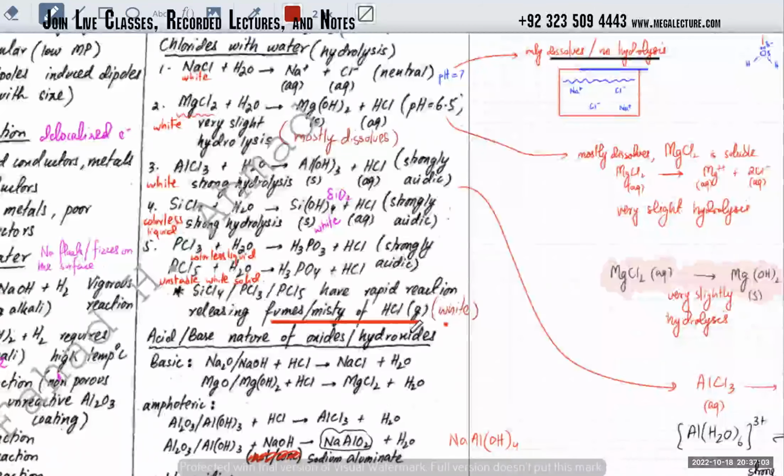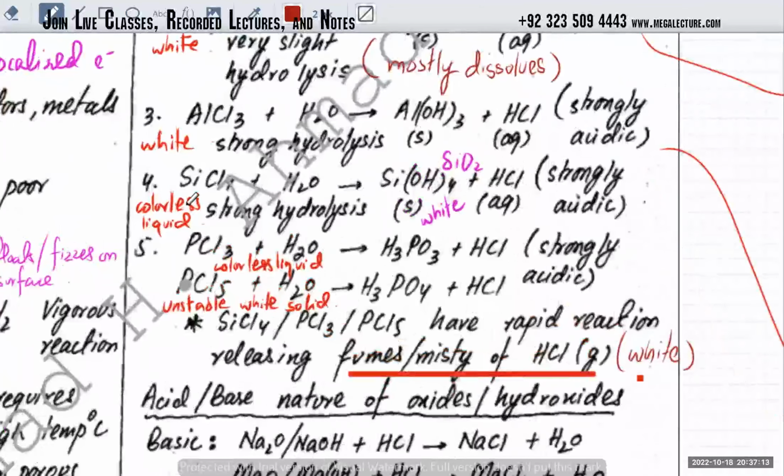Sir, do we need to know anything else about the phosphorus chloride reaction with water? No need for that. But it's the same basic idea: a non-metal likes to gain electrons, so it's going to attract the water's electrons. That's why it's very reactive.